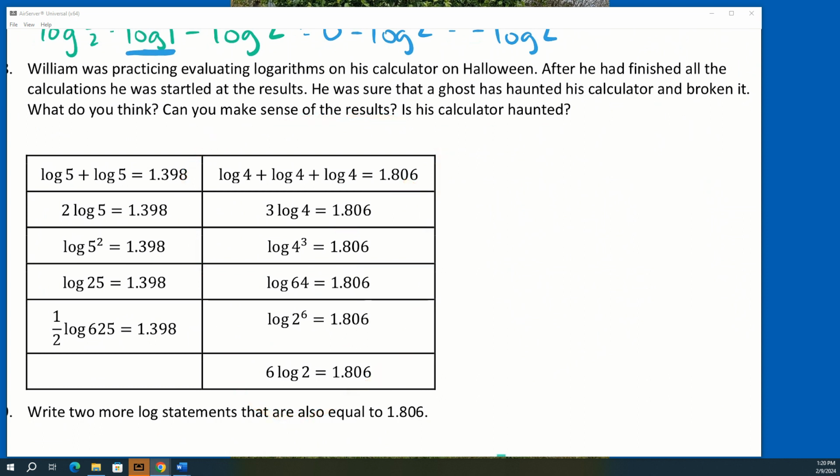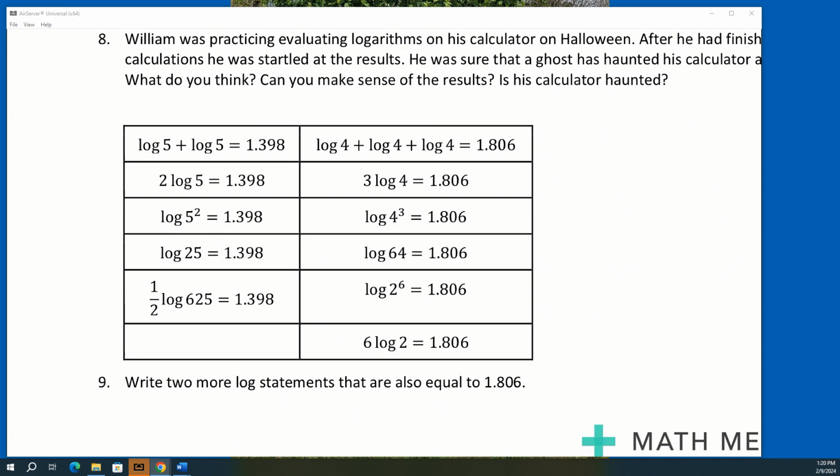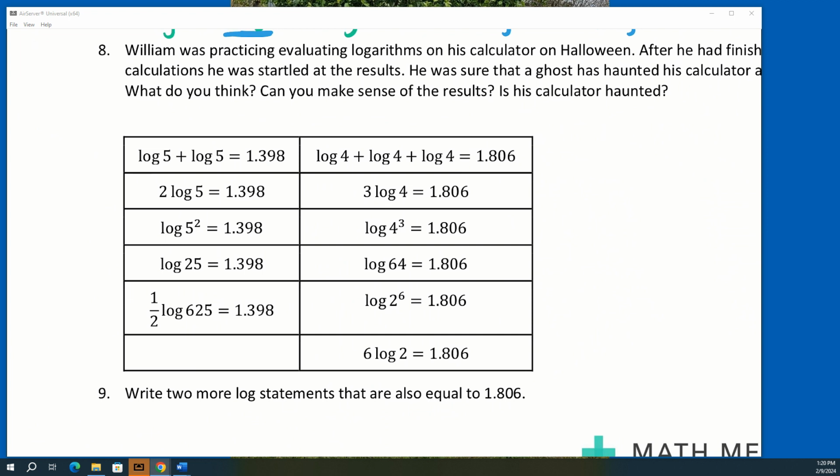So let's see if we can figure it out. Something's weird with this calculator, if it's just logarithms. So to go from here to here, what could you do mathematically with those logs? This is more algebraic. Yeah, they're like terms. So log of 5 plus another log of 5 gives you 2 log of 5. So this is just combining like terms, which is perfectly fine.